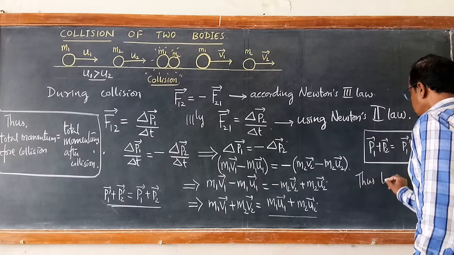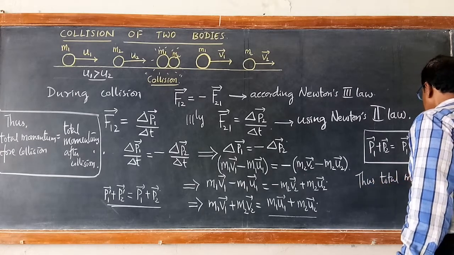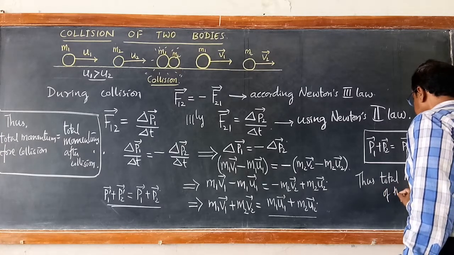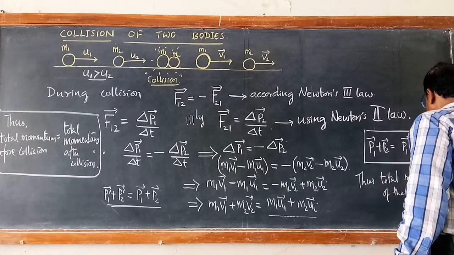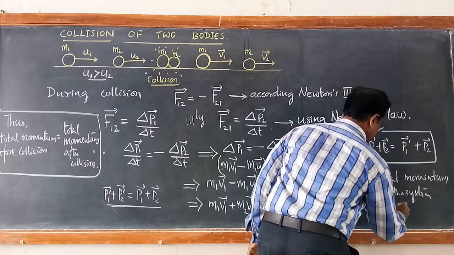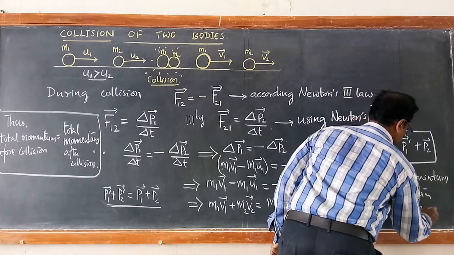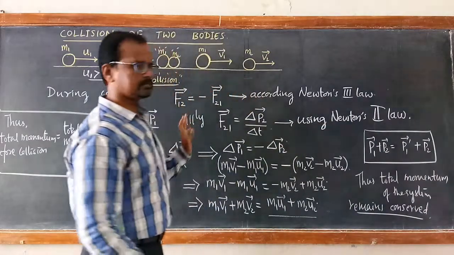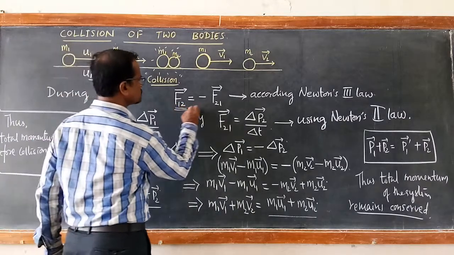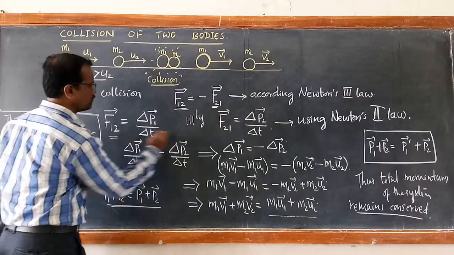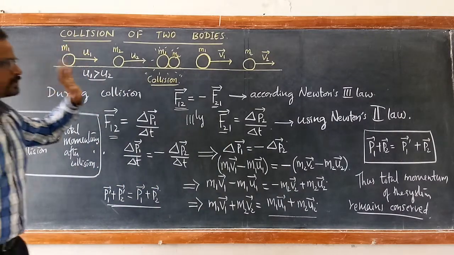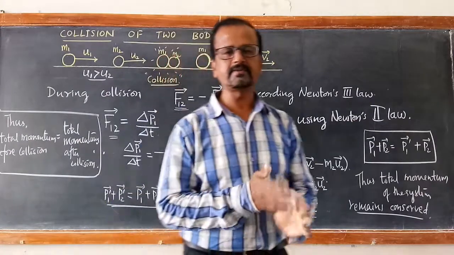Thus total momentum of the system remains constant or conserved. So the interaction here is collision, that you have to note. With the help of Newton's third law and Newton's second law, we can establish the law of conservation of momentum with the help of the example of collision.